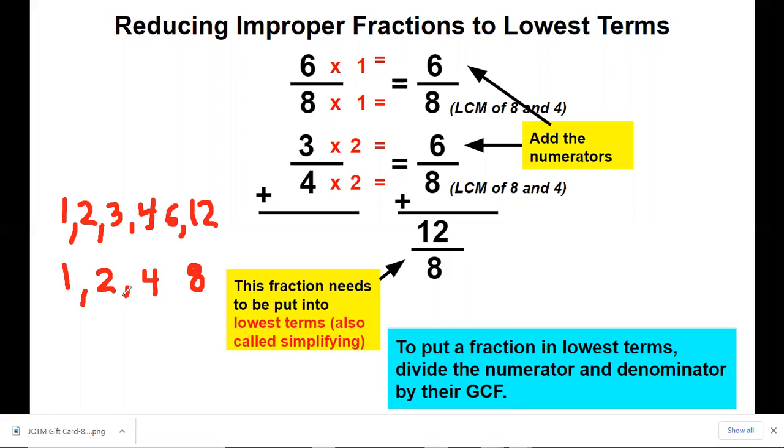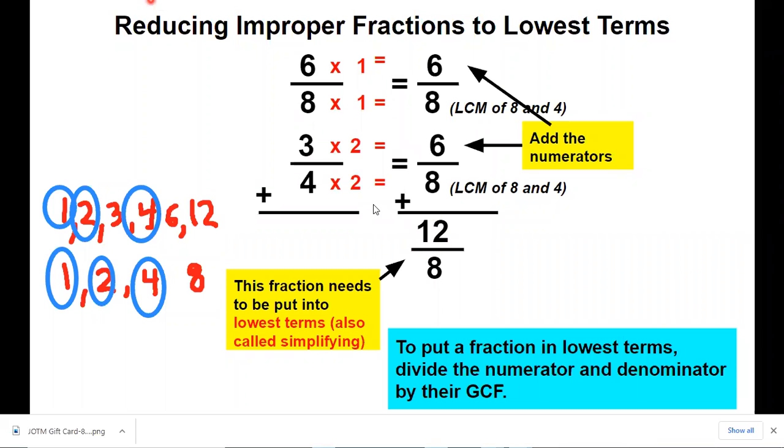And then we find the greatest common factor. So we know which ones are common. Change my color here. So 1s are common, 2s are common, and 4s are common. Be careful now, we're not doing the least common multiple, we're doing the greatest common factor. So which one's the biggest? 4 is the biggest. So we're going to divide the top and the bottom of 12/8 by 4 and reduce it.